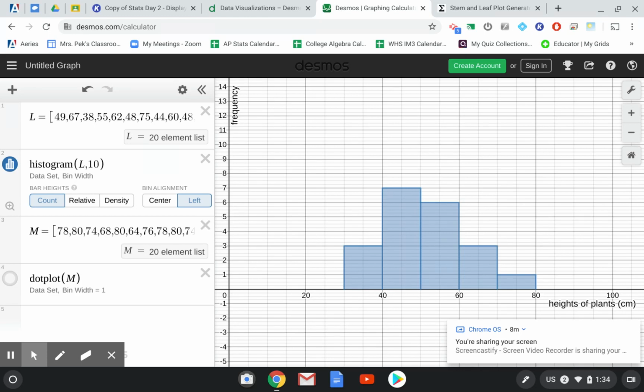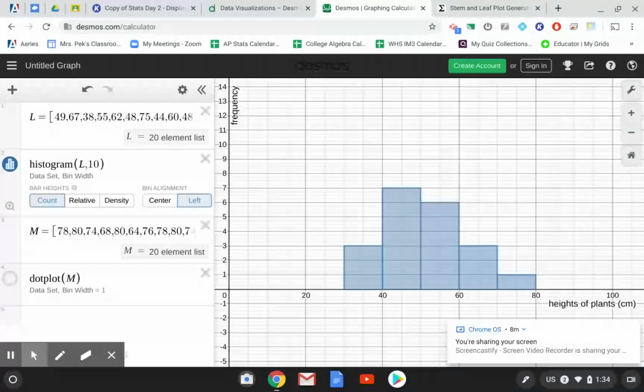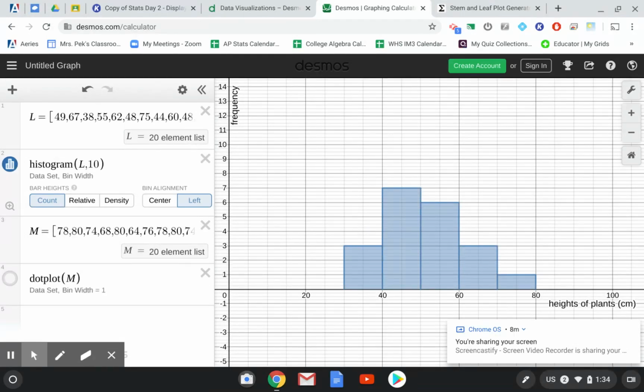From 30 to 40 on my x-axis, it goes up to 3. From 40 to 50, it goes up to 7. 50 to 60, it goes up to 6. So that's my frequency there. 60 to 70 goes up to 3. And then 70 to 80 is only 1. So that's how many plants are in those height bins, or intervals.